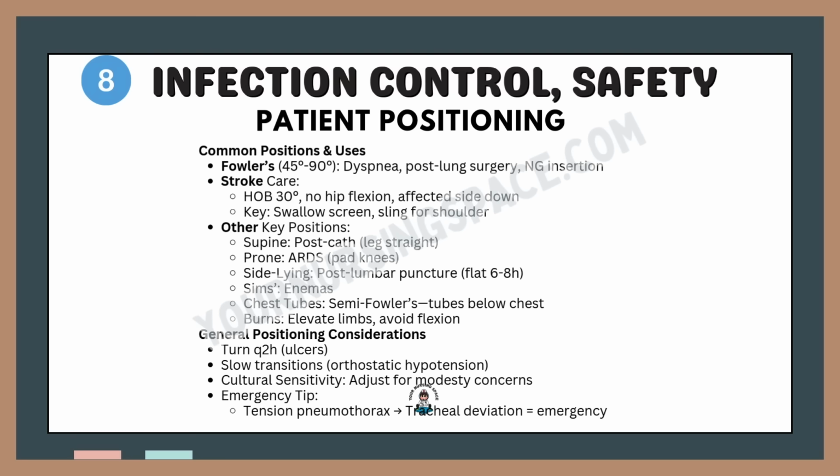Sims is your friend for enemas. Chest tubes love semi-Fowler's to drain right, and burns need elevated limbs to cut edema. Don't let them flex, or you'll end up with contractures. You'll turn everyone every 2 hours to stop pressure ulcers, catching that red, non-blanching skin early, and ease them up slowly from supine to sitting to standing to avoid orthostatic drops. If a patient balks at prone for modesty, adjust and note it. And here's a quick tip. If a chest tube patient has tracheal deviation, that's a tension pneumothorax, emergency time.